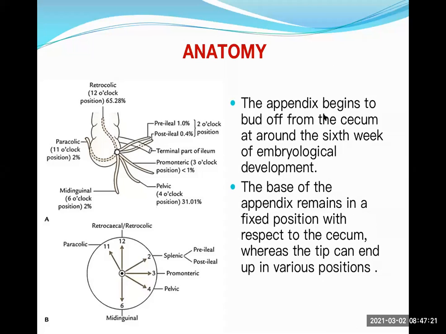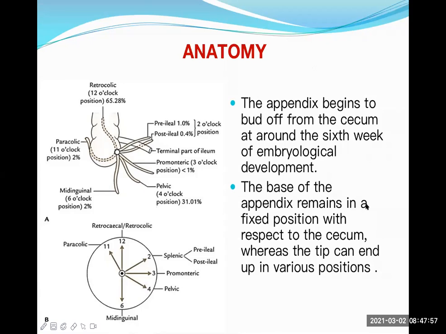So the vermiform appendix, or simply the appendix, is present in the right iliac fossa, isn't it? It is present in the right iliac fossa. Now, it starts to develop from the 6th week of embryological development at the base of the cecum, near the junction of ileum and cecum. We call that the ileocecal junction. Now, accordingly, it has different positions.